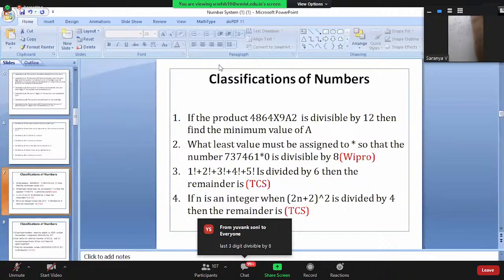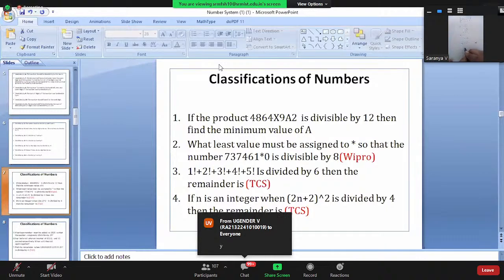So if I replace 0, it will be 100. Is 100 divisible by 8? No. And if I replace the star by 1, last three digits is 110. Is it divisible by 8? Yes or no? No. And check with the next minimum value. 2.